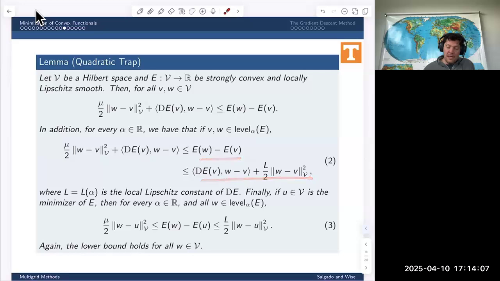So we've already established this inequality previously, and all that we have to do is establish this guy. The way we do that is we're going to use Taylor's theorem with integral remainder. If we do the expansion and do the replacement, this falls out very quickly, so I'm going to leave that as an exercise. But in any case, once we get that, and then I go back and replace V with the minimizer, then I immediately get this, for every W in the sublevel set.